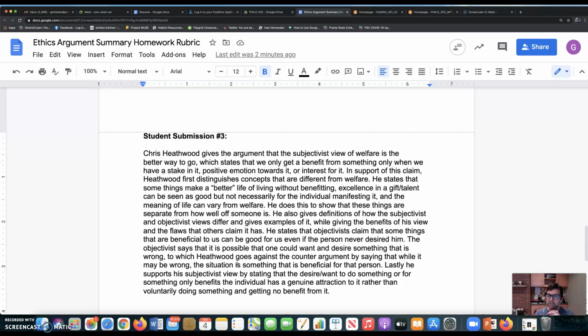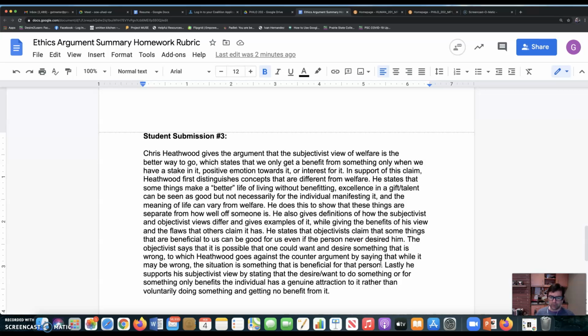He states that objectivists claim that some things that are beneficial to us can be good for us, even if the person never desired them. That is a good statement of the objectivist view. The objectivist says that it's possible that one could want and desire something that is wrong, to which Heathwood goes against the counter-argument by saying that while it may be wrong, the situation is something that is beneficial for that person. Okay, that sentence is a little unclear.